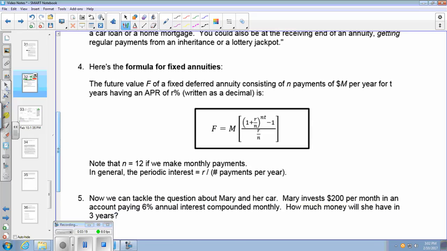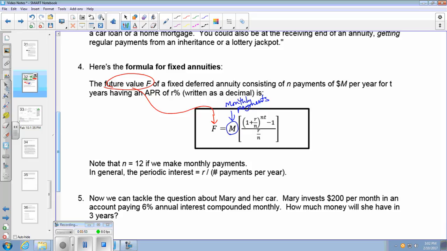The future value F of a fixed deferred annuity consisting of N payments of M dollars per year for T years, having an annual percentage rate of R%, where R is written as a decimal, is given below. So again, here's that future value F. We've got our monthly payments or monthly investments, and payments we can be putting into an account that earns money.